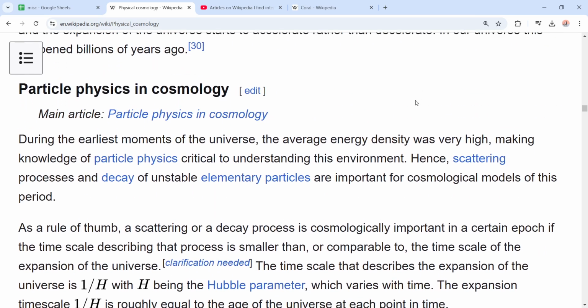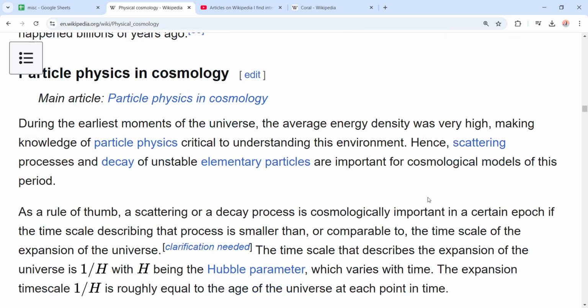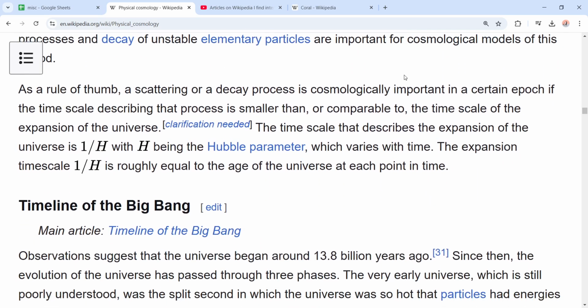Particle physics in cosmology. Main article: Particle physics in cosmology. During the earliest moments of the universe, the average energy density was very high, making knowledge of particle physics critical to understanding this environment. Hence, scattering processes and decay of unstable elementary particles are important for cosmological models of this period. As a rule of thumb, a scattering or a decay process is cosmologically important in a certain epoch if the timescale describing that process is smaller than or comparable to the timescale of the expansion of the universe.